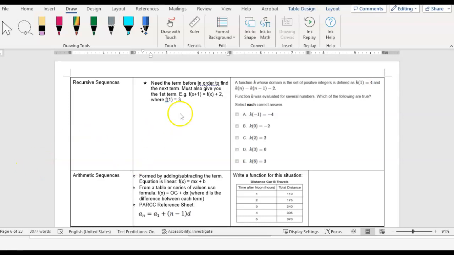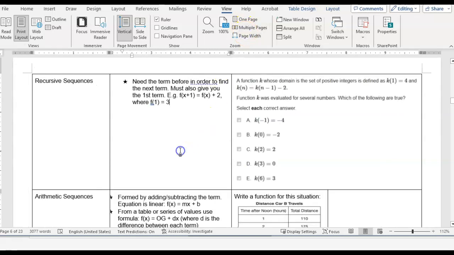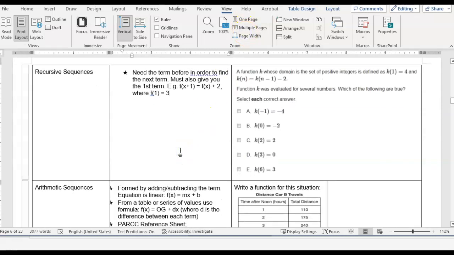All right, so tonight for homework, you should be working on this review packet. We're going to start by looking at some sequence information. And sequences are really just looking at equations, right, and patterns in the equations. But something you need to know is a recursive sequence is a sequence that refers to the term before it, and you need to use that term to find the next term. So it must also give you the first term.